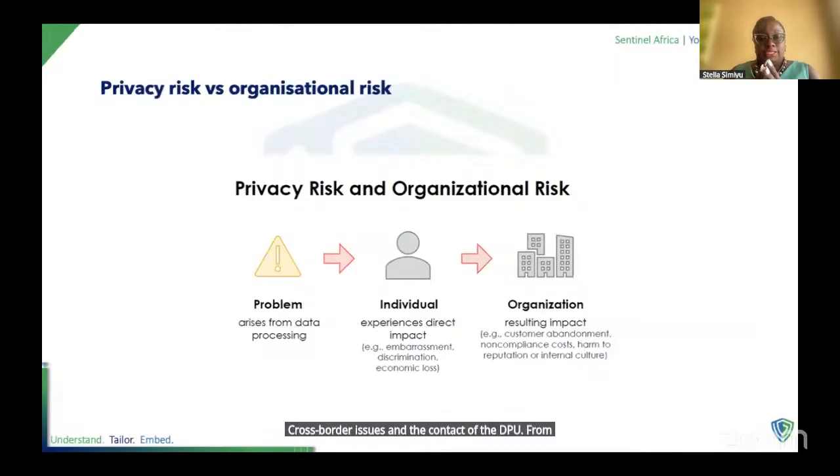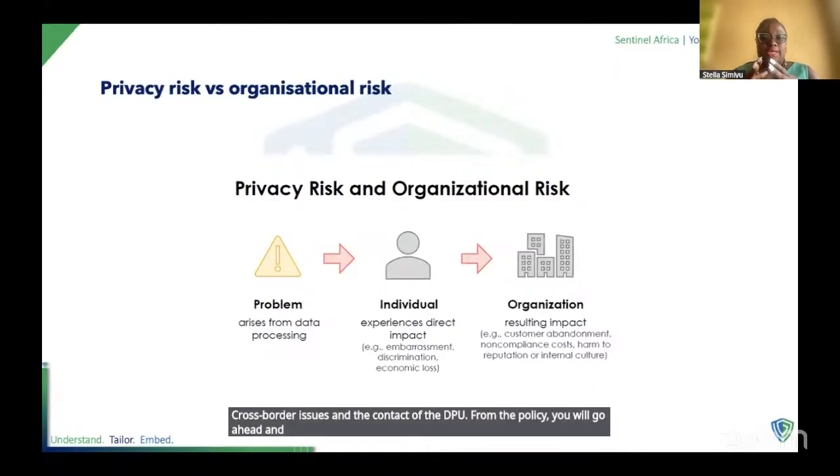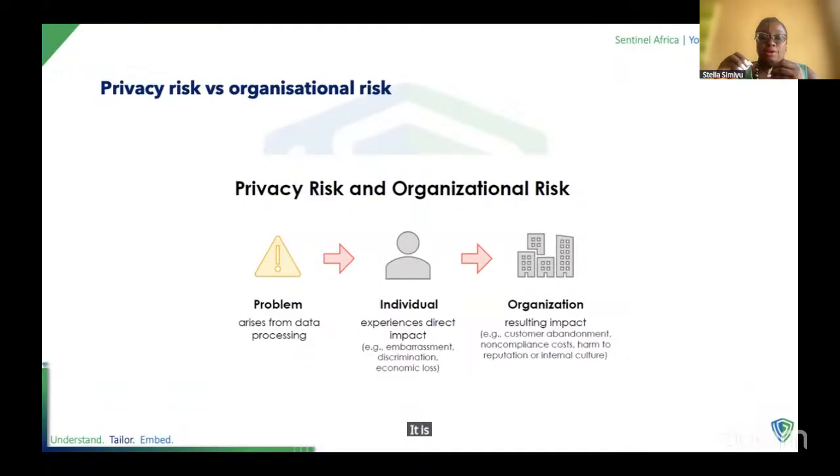From the policy, you will go ahead and do a risk assessment. A risk assessment helps you to identify risks. If you look at the definition of risk, according to ISO 31000, it is the effect of uncertainty on objectives. It is basically looking at what my objective is and what can stop me from meeting it. My objective is to ensure the privacy and protection of personal data.